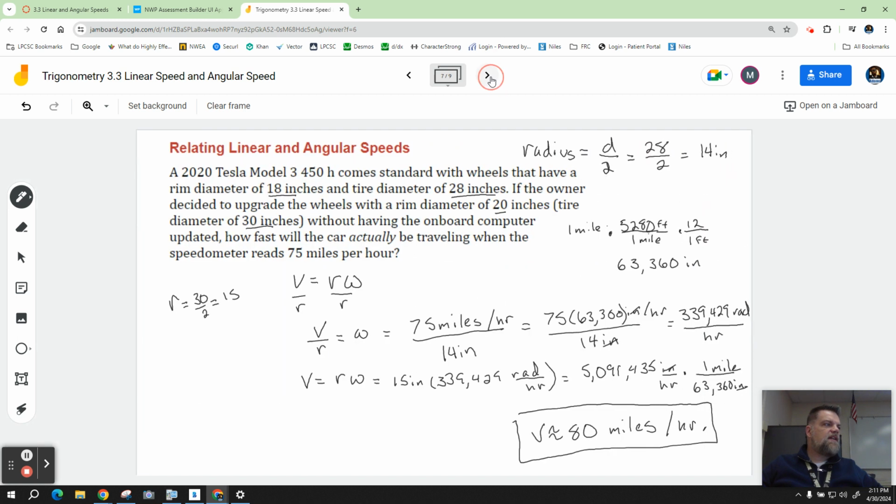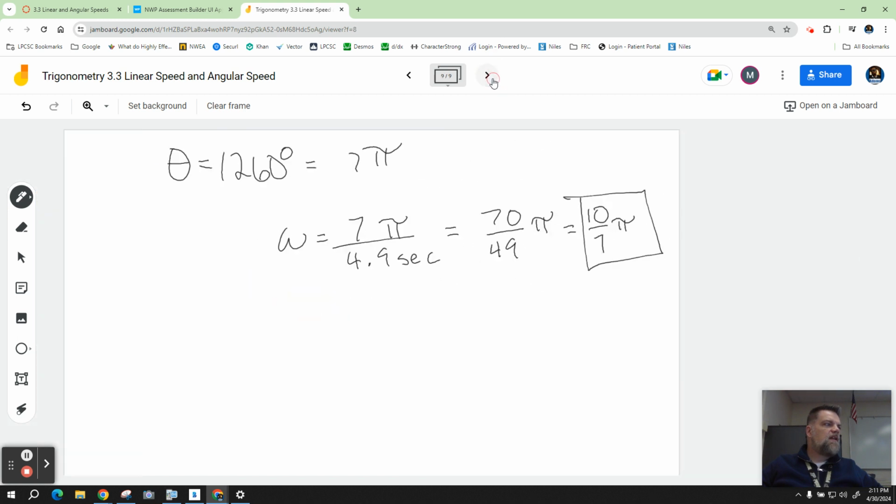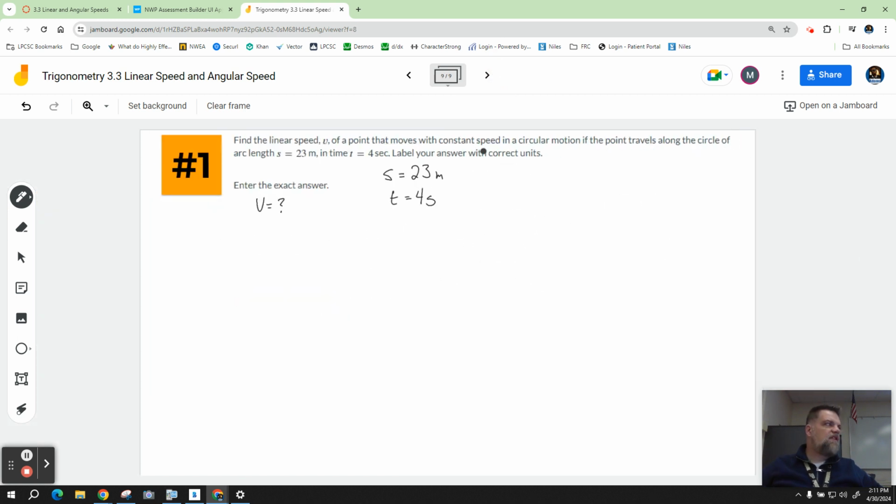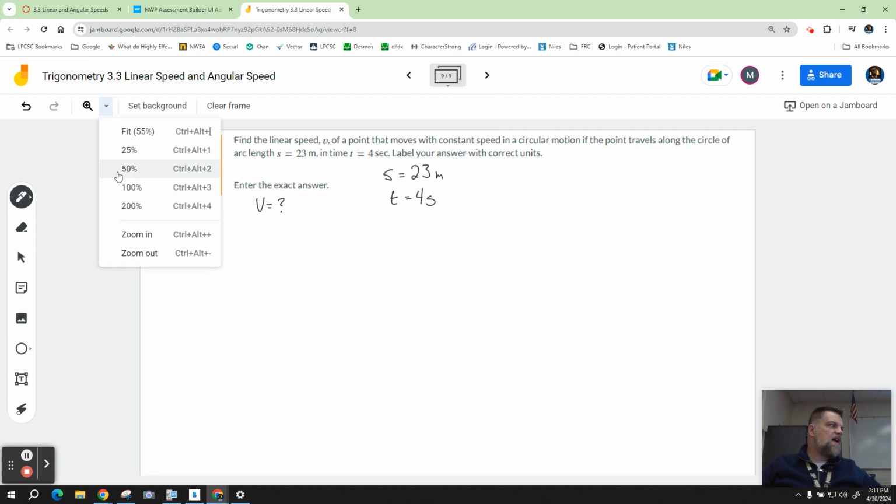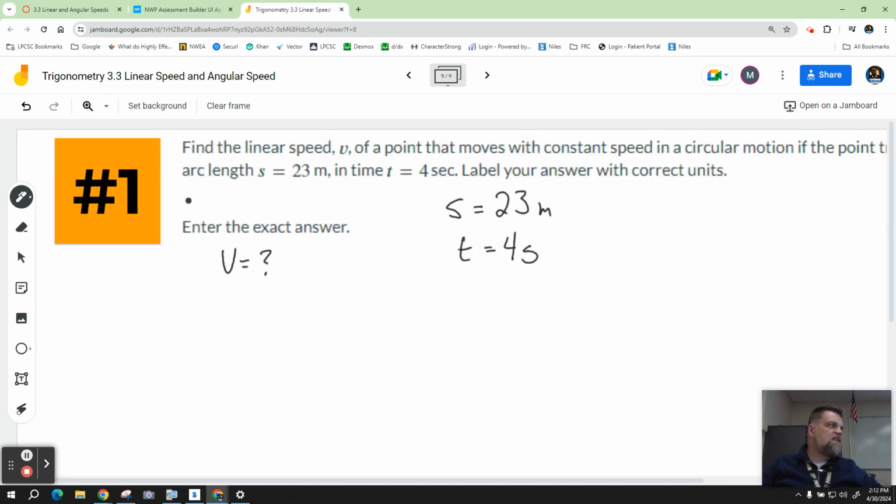So I go back here and I say, all right, I've got to find out what my linear speed is. And there's a lot of different ways I can find that, but the easiest one is the arc length divided by time. And so I end up with 23 meters per 4 seconds.